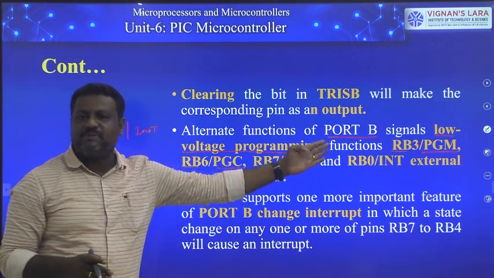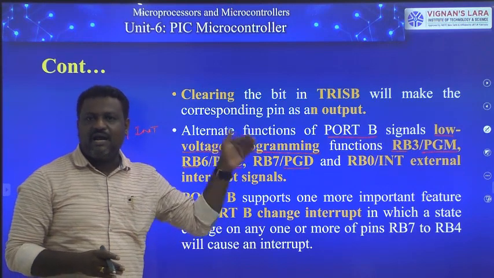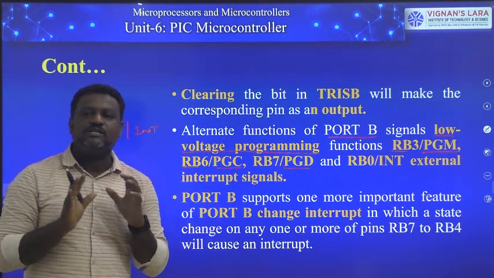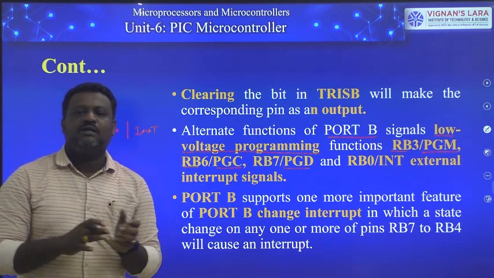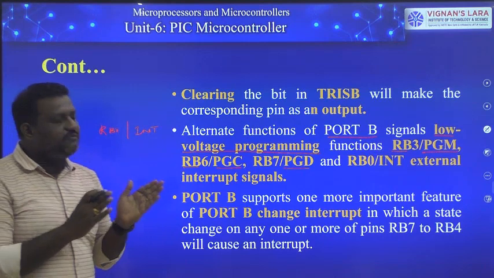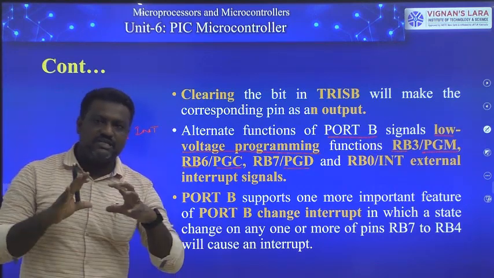RB3 acts as PGM. And RB6 acts as PGC. And RB7 acts as PGD. So these 4 signals have an alternate function. The remaining signals, that is RB1, RB2, RB4, RB5, have no alternate function.